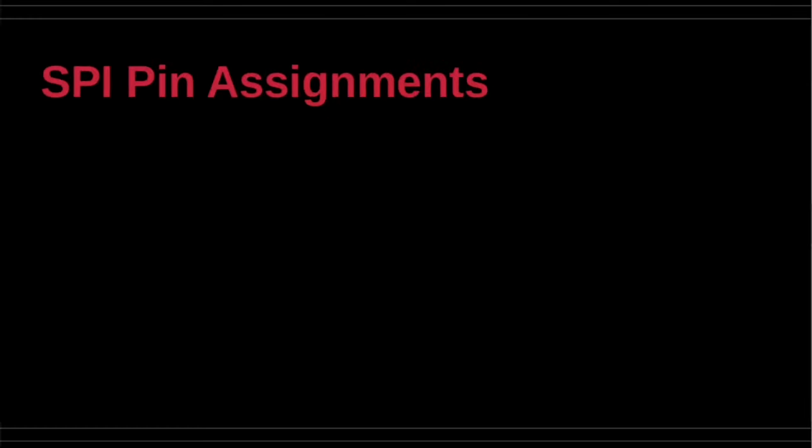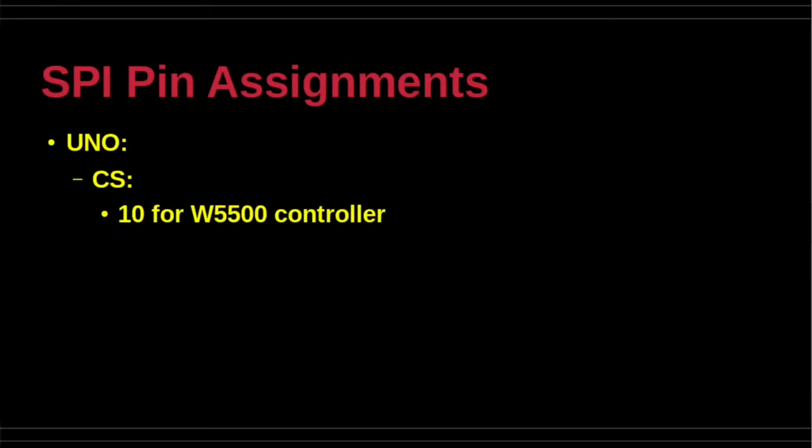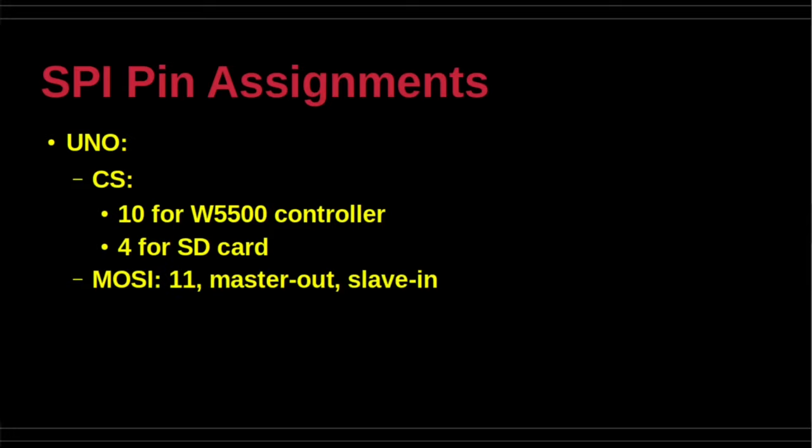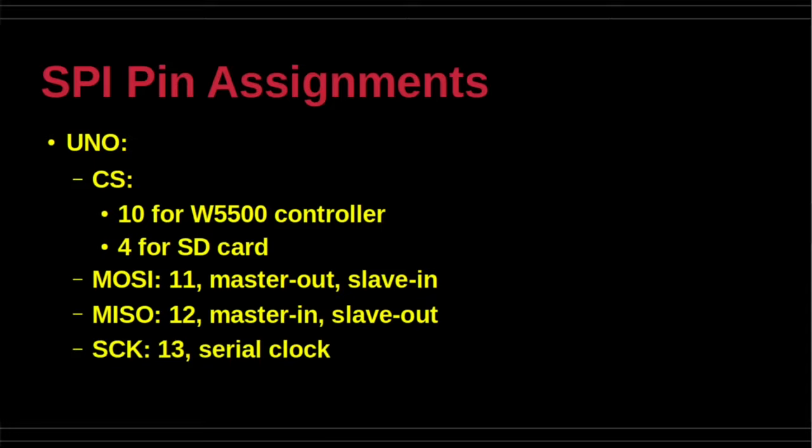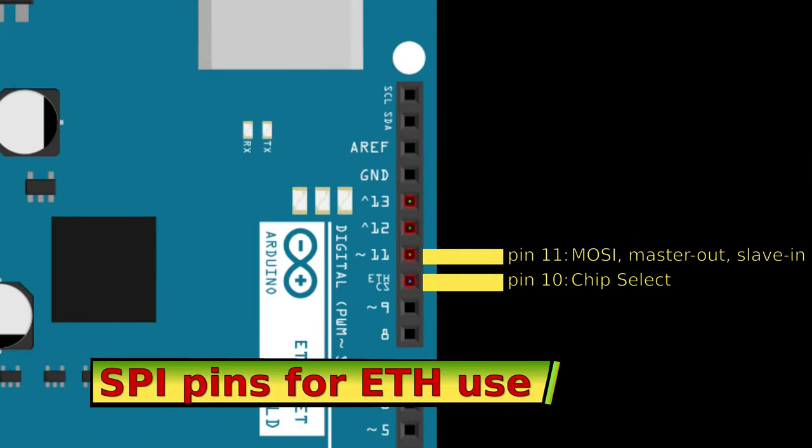The serial peripheral interface uses the following pins for communication with the host computer. Pin 10 for chip select for the Arduino UNO. Pin 11 for MOSI, which is master out, slave in. Pin 12 for MISO, which is master in, slave out, and pin 13 for the serial clock.